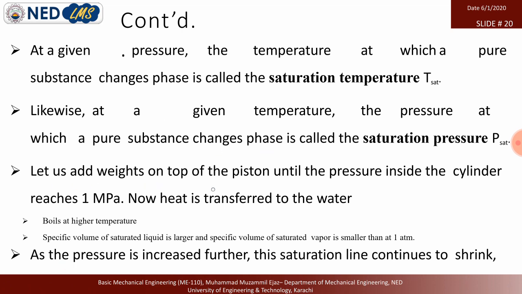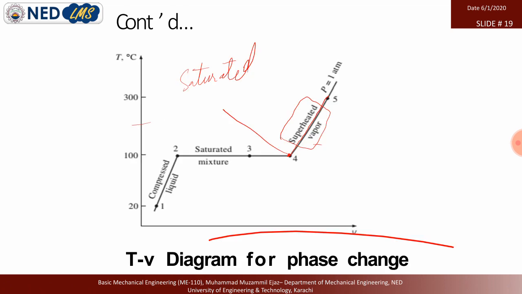Let us add weight on the top of the piston until the pressure inside the cylinder reaches 1 megapascal. Now heat is transferred to the water. It boils at a higher temperature. The specific volume of saturated liquid is larger and the specific volume of saturated vapor is smaller than at 1 atm. As the pressure increases further, the saturation line continues to shrink.